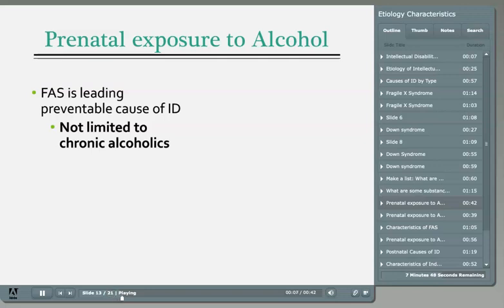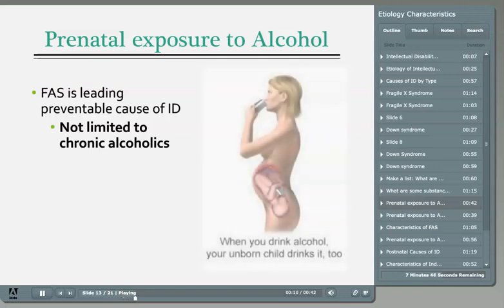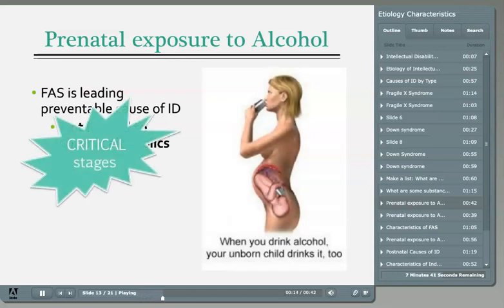Fetal alcohol syndrome, or FAS, is the leading preventable cause of intellectual disability. It can obviously be completely prevented if pregnant women do not drink alcohol. It is not limited to chronic alcoholics, though. There are mothers who have indicated that they didn't know they were pregnant and only drank moderately, yet their child was born with fetal alcohol syndrome. People believe now that there might be critical stages of development in utero where a child is particularly susceptible to the effects of alcohol. No amount of alcohol is a safe amount.